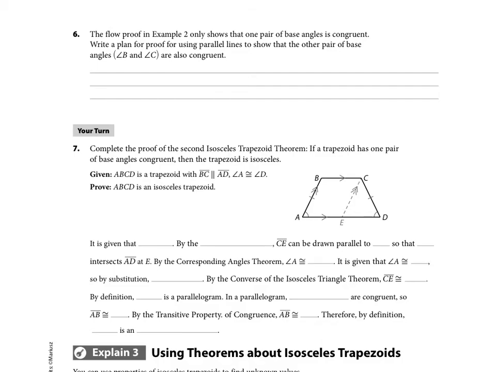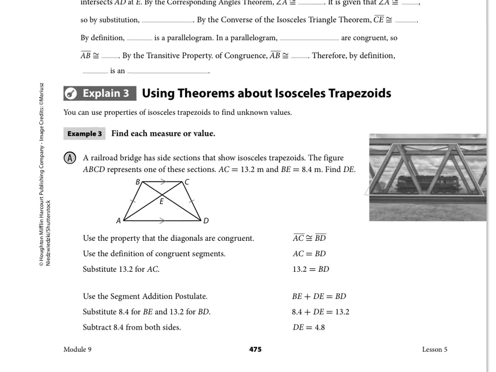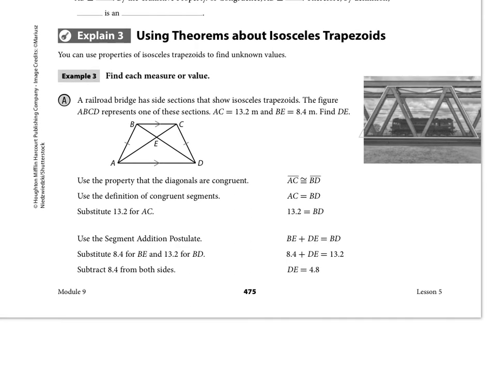The next page we have an explain to go here. And this explain is talking about isosceles trapezoids. We want to talk about how we use the idea that isosceles trapezoids have congruent diagonals, A to C and B to D, in order to find some unknown values here. So in this case we have a railroad bridge, the picture over on the right, and I hope you can see the isosceles trapezoid structure within those support beams there. It has side sections that show isosceles trapezoids. The figure ABCD represents just one of these sections.